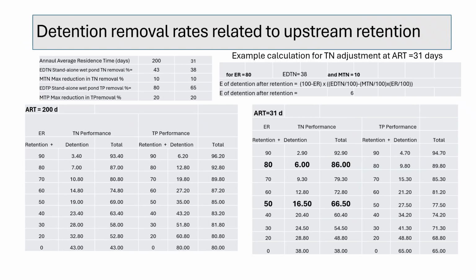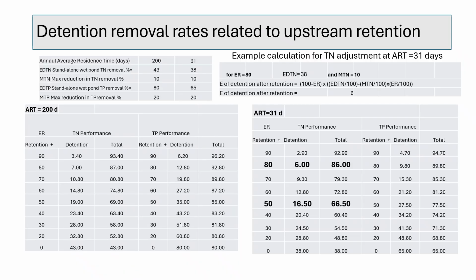This slide illustrates detention removal rates as they relate to upstream retention. We're looking at how removal works in a wet pond when there's a variable retention or treatment depth upstream. The key concept here is that the total removal is the sum of the upstream retention removal and the wet pond's removal effectiveness. This total isn't a simple addition. It's calculated using a series equation that accounts for the interaction between the two stages.